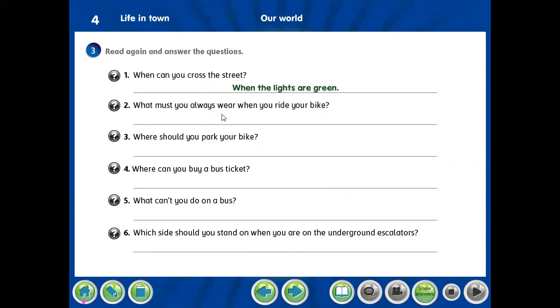3 minutes, please. What must you always wear? Where should you park your bike? Where can you buy a bus ticket? What can you do on a bus? What is the prohibition in the bus? Which side should you stand, remember, on when you are on the underground escalator? 3 minutes, okay? Read, please, one more time your article and write the sentence. Answer these questions, okay?